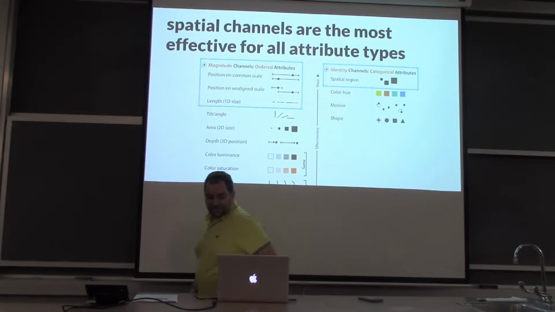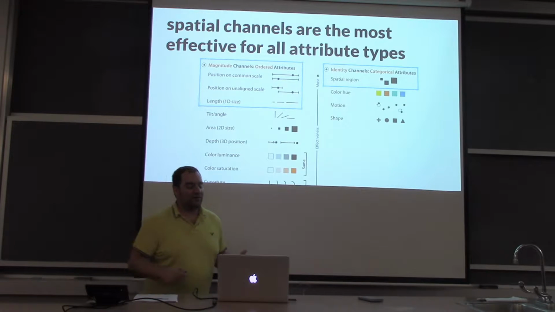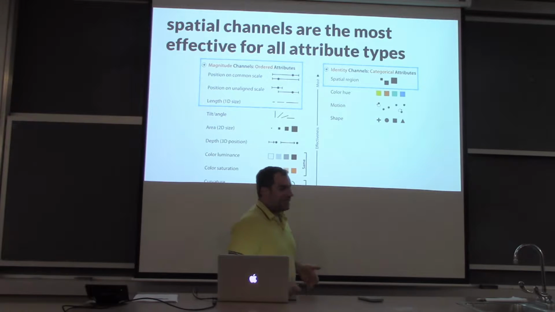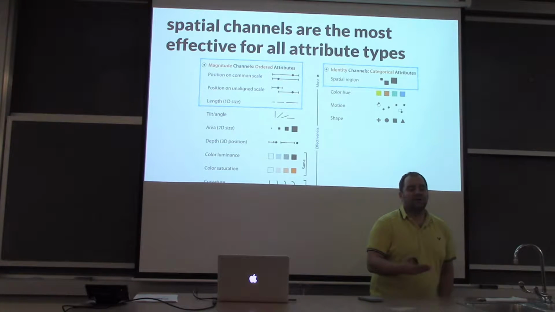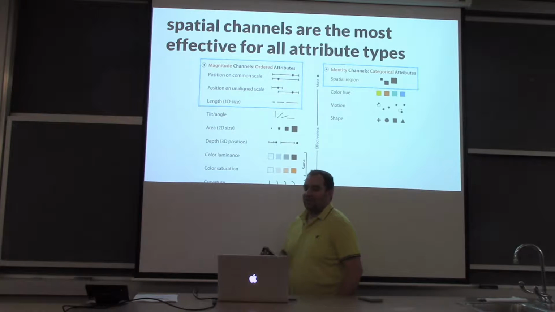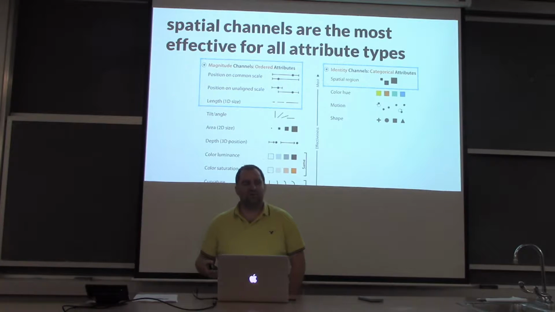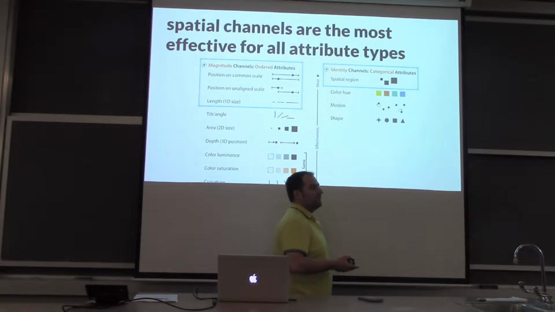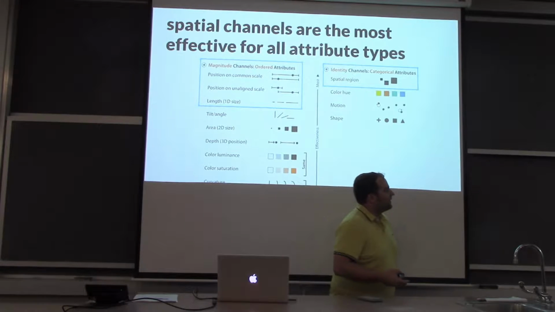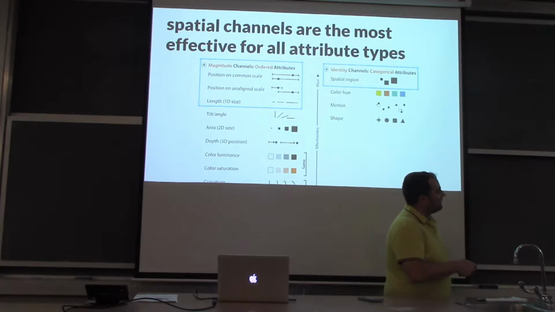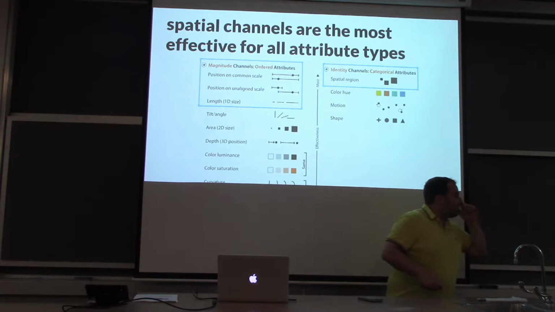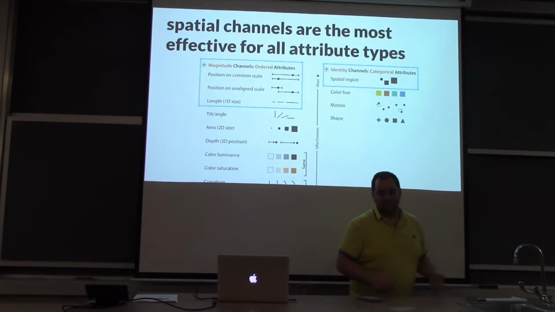This is just a reminder that spatial channels are the most effective for all attribute types. And when we talk about tables, since there's no natural spatial distribution here, we have to choose our variables manually, and of course we're going to use space in some way or another. So we will think a lot about, for magnitude channels today, how do we visualize this? Position on a common scale, position on an unaligned scale, length, and then for the keys or for categorical attributes, we'll use spatial region.